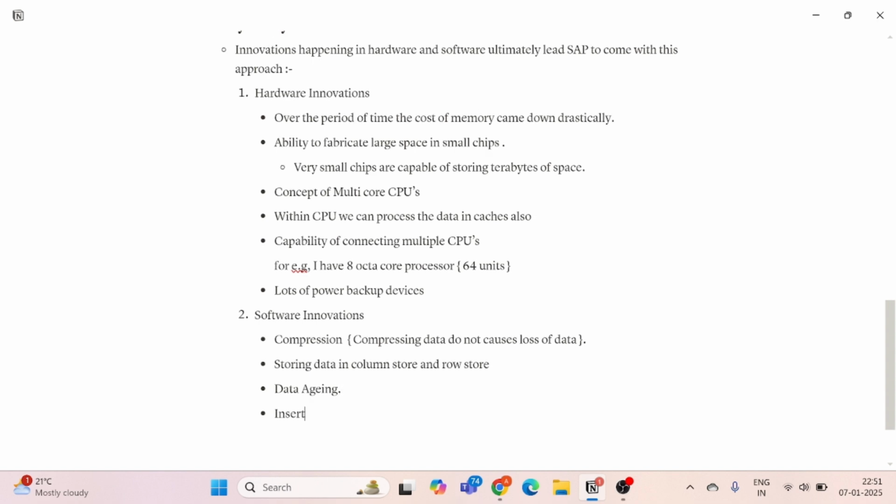Then we have the insert only approach. So the insert operation is used more compared with update or delete.